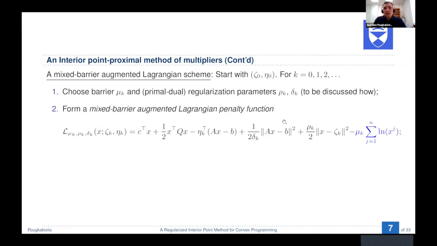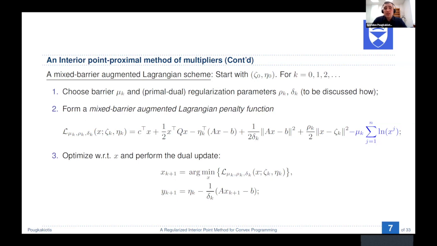Using all these, we form a penalty function, which is a mixed barrier augmented Lagrangian penalty, that looks like this. If you ignore the blue term, this is the standard augmented Lagrangian penalty that is typically associated with augmented Lagrangian methods. And we're simply appending some logarithmic terms, and this is why we call this a mixed barrier penalty. So the idea in augmented Lagrangians is to minimize the penalty function with respect to x, and then update y using a dual ascent step.